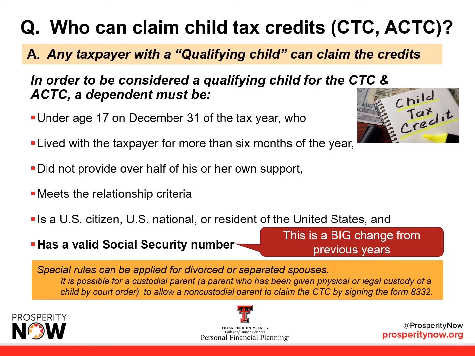Note that last one is a big change from previous years. Another note is that special rules can be applied for divorced or separated spouses. It is possible for a custodial parent to allow a non-custodial parent to claim the CTC by signing the Form 8332.